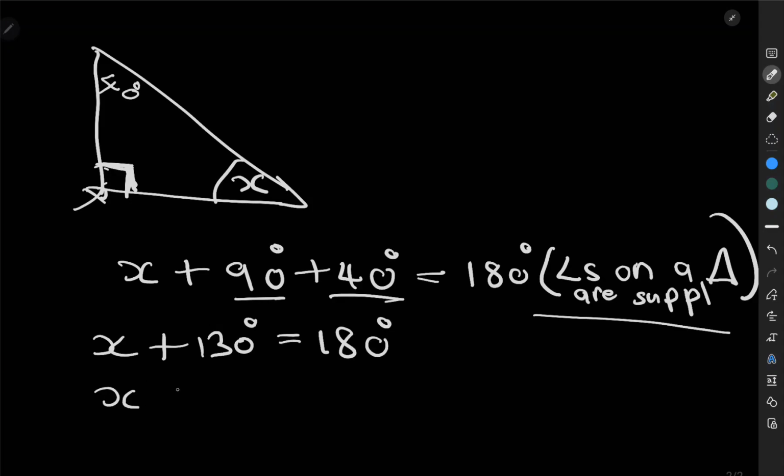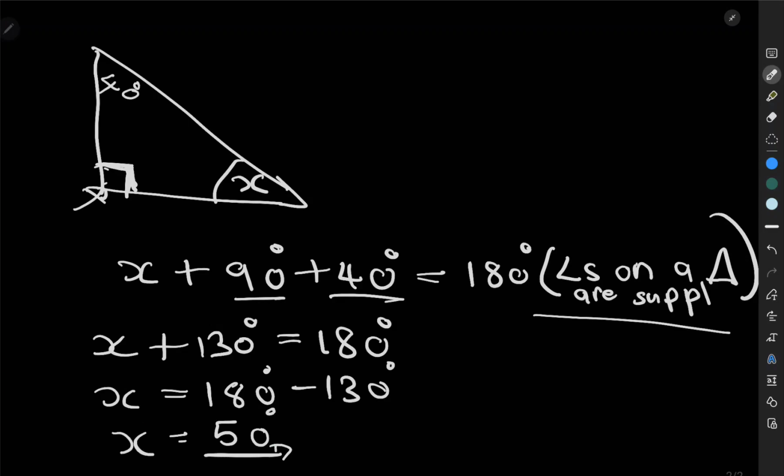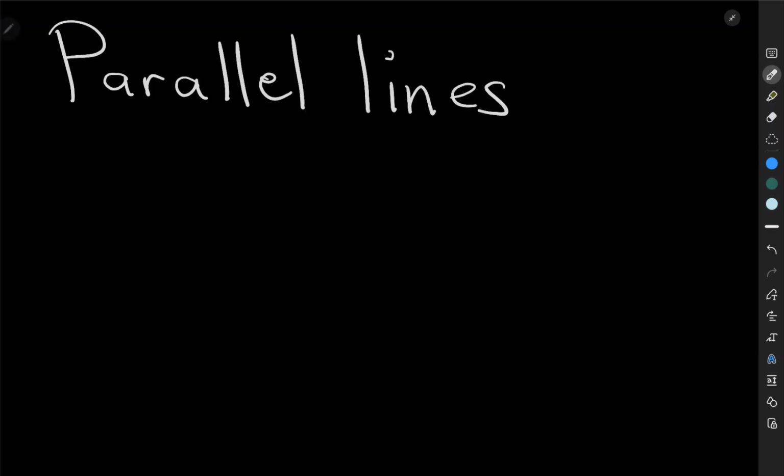In the next step, we're just going to transpose the 130 to the other side, and if we do that, we have 180 minus 130, which gives us 50 degrees. So the value of x is 50 degrees. Okay, so now we know that supplementary can be applied on a straight line. It can be applied on triangles as well. So that's the concept of supplementary angles.